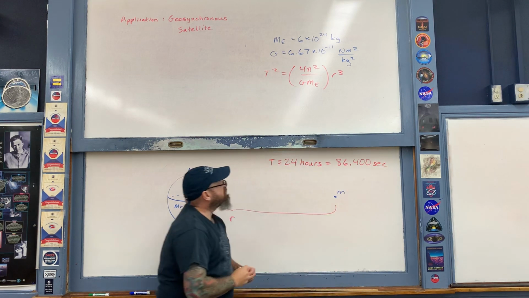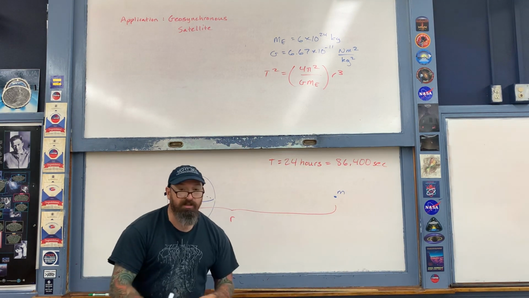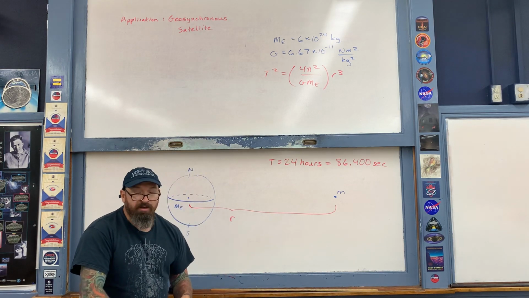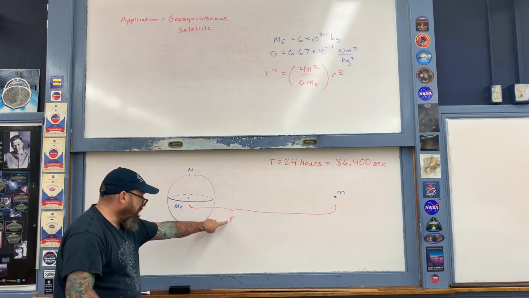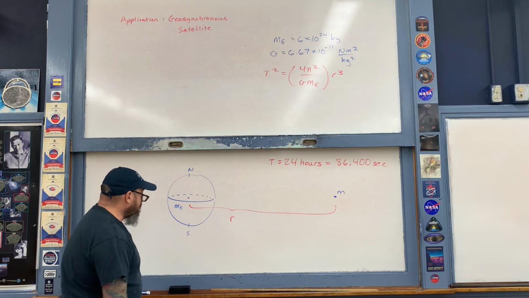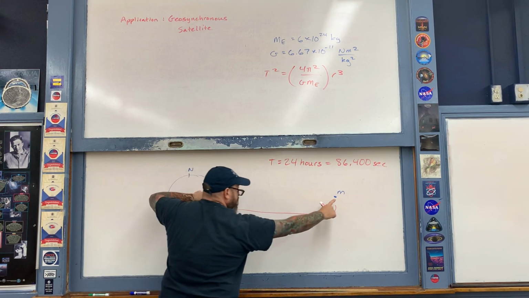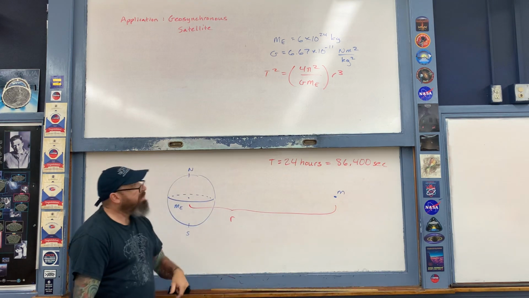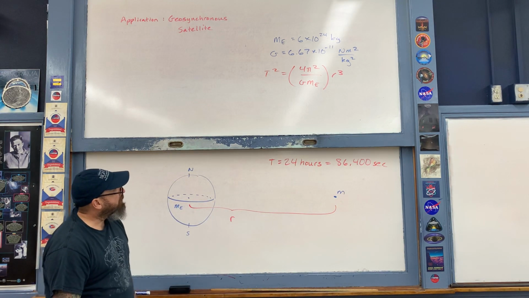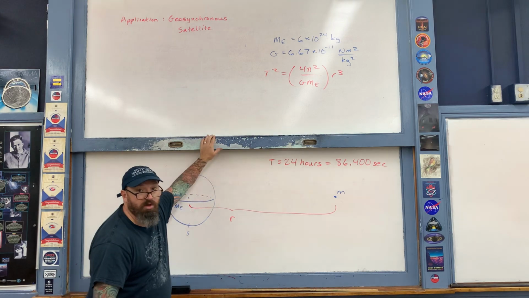So now what I'm going to do is I'm going to use Kepler's third law on the board above, and I'm going to solve for small r. Once I have small r, I'm going to take that value and subtract from it the radius of the Earth. That will then give us the altitude above the ground. So let's go ahead and jump up to the top board, and let's go ahead and solve for small r.